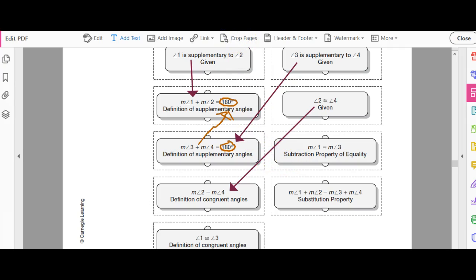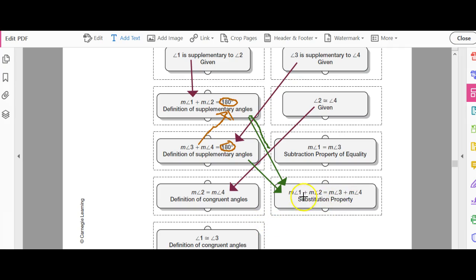So let's go with a green arrow here. This thing and this thing together allow me to say that if I add the measures of 1 and 2 together, they're equal to adding the measures of 3 and 4 together because they all equal 180, right? So I've substituted and I have this part here.